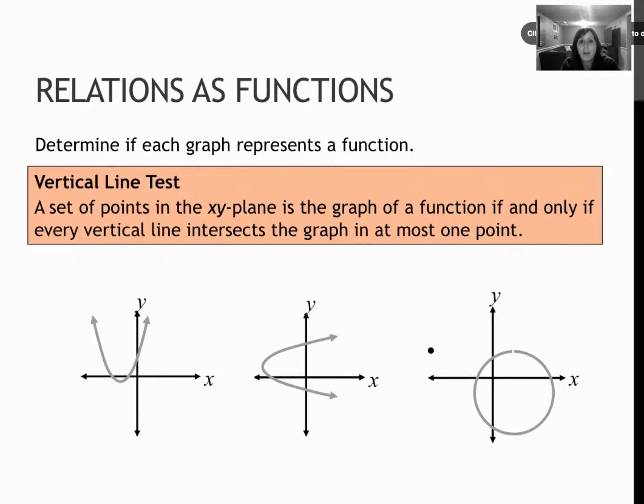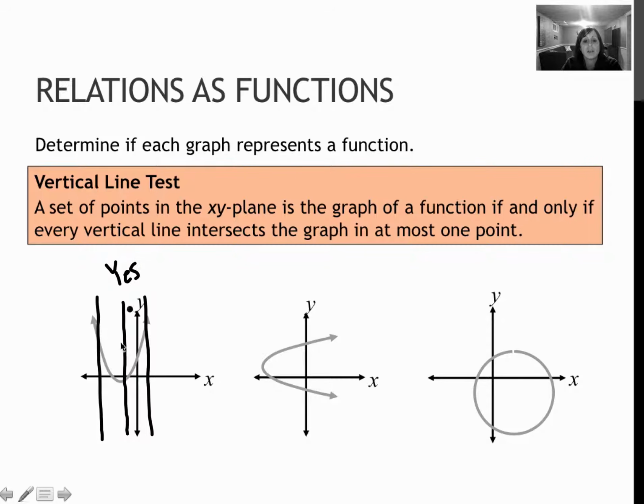To test on a graph is actually the easiest thing because you only have to do the vertical line test. The vertical line test says if you can draw a vertical line straight up and down and only ever hit one point at a time, then it is a function. So yes, this is a function because I'm only hitting one point. Here I cross the line here, here, and here.